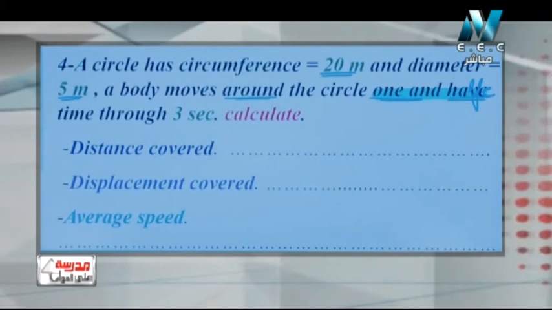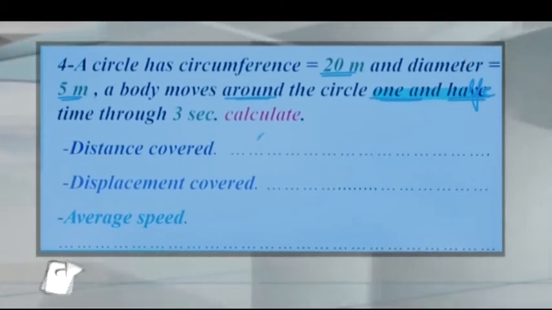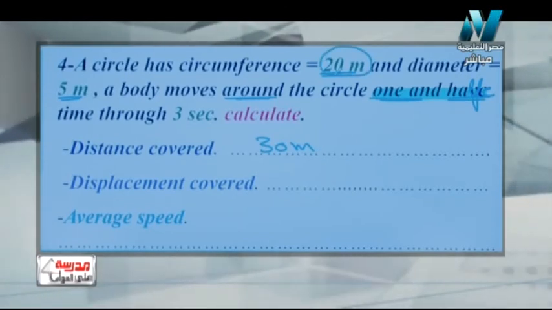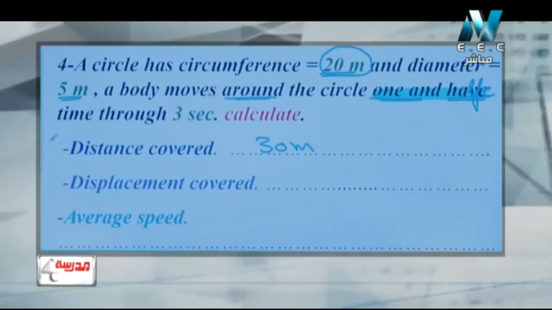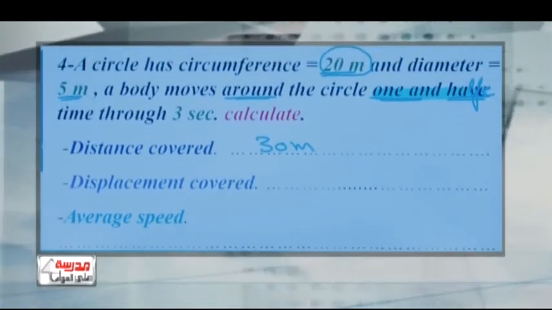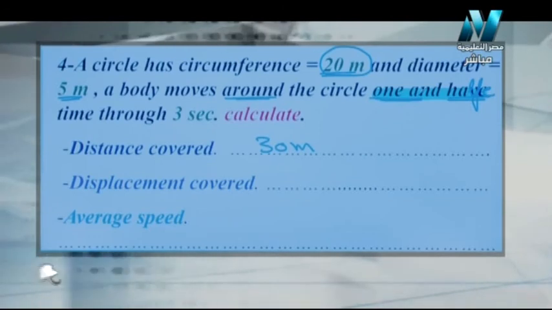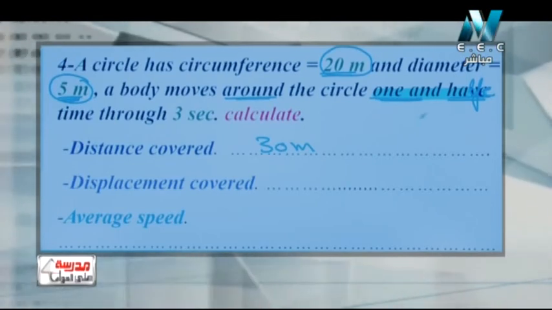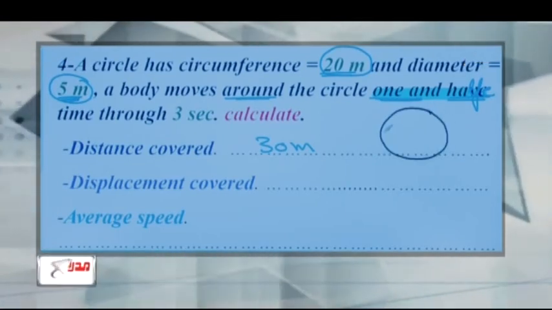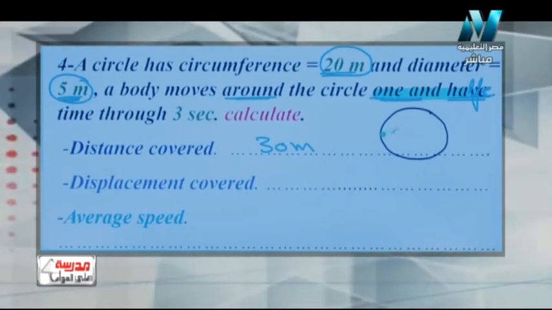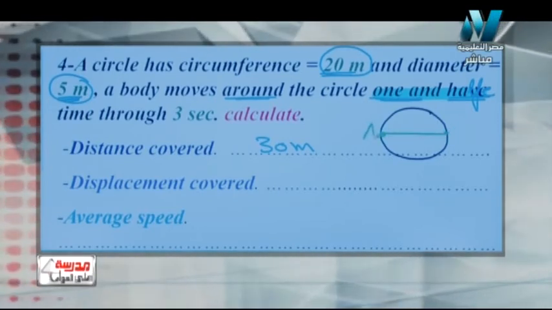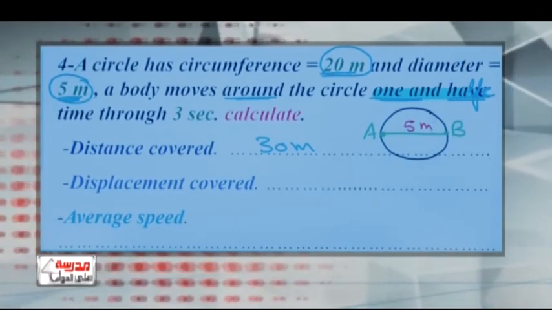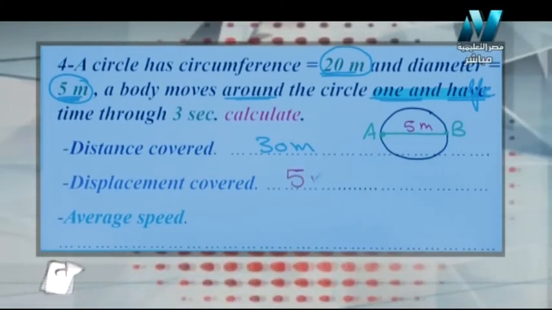So in this case, distance covered equal 30 meters. Why? Because the circumference or perimeter equal 20 meters, and 1.5 times gives 30 meters. Then next question is displacement covered. Here it says 1.5 time, so displacement equal 5 meters, because displacement equal the shortest straight line between the starting point and the ending point. As we have here A and B, and the diameter equal 5 meters, so the displacement covered equal 5 meters.